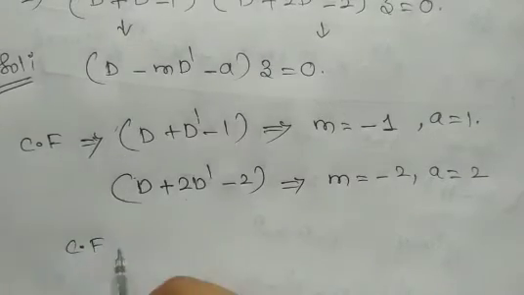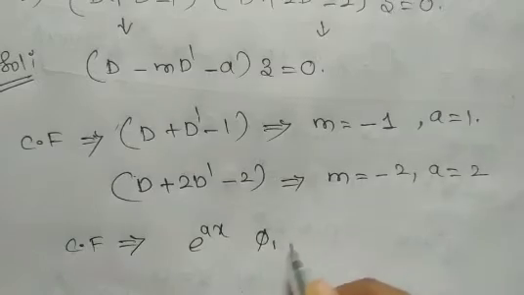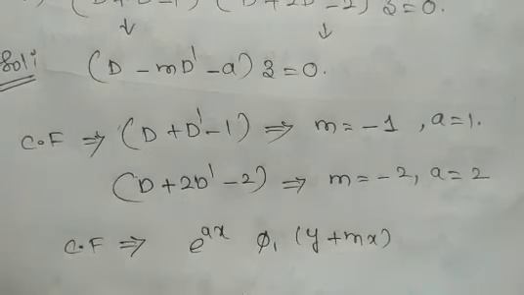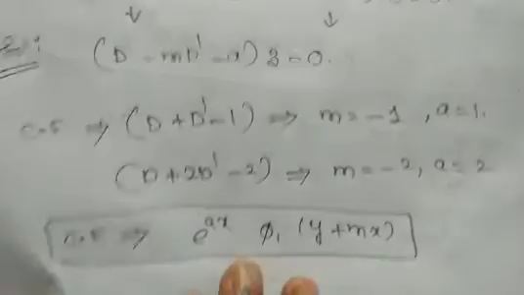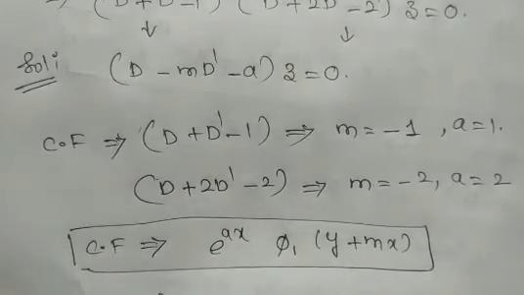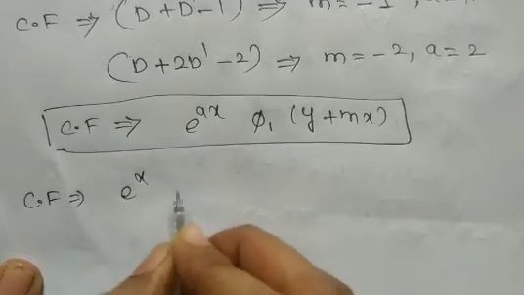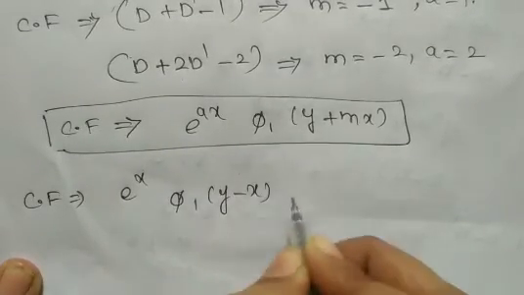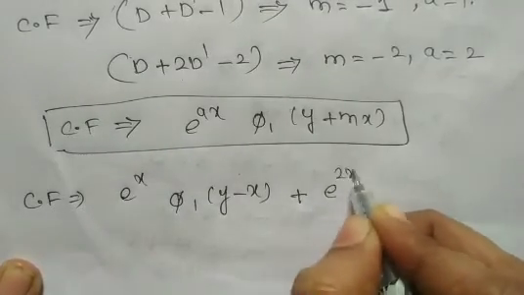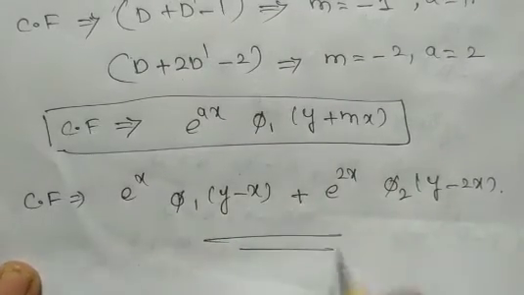The formula for the complementary function is e^(ax) φ1(y + mx). By using this formula, I write the complementary function of the given problem: e^x φ1(y - x) + e^(2x) φ2(y - 2x). This is the complementary function.